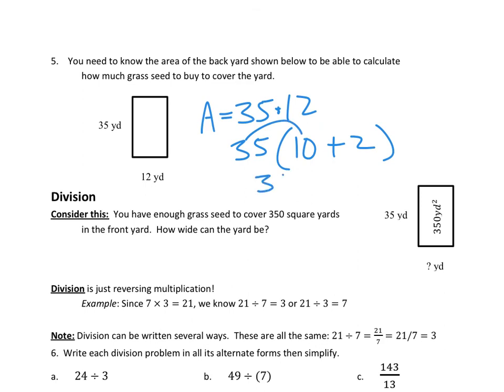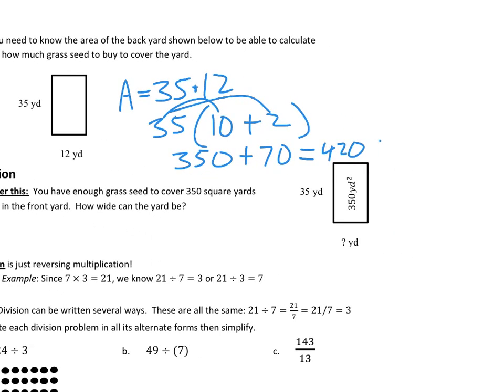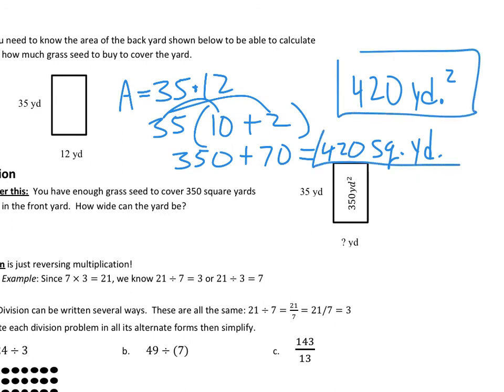35 times 10 is 350. 35 times 2 is 70. Can you do 350 plus 70? 35 plus 7 is 42, so this is 420. All right. And since we have units here, these are square yards. So the squares aren't drawn in, but we abbreviate that as square yards. Or we can say yards to the second power. Either one of those is fine.